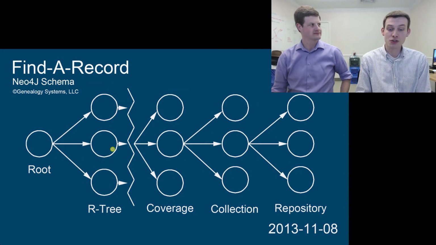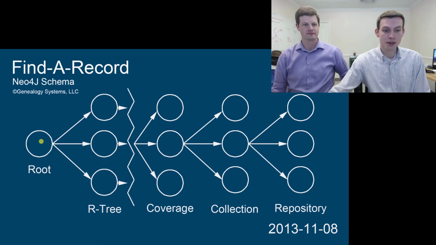So first here on the screen, you'll see a diagram explaining the structure of the data inside of Neo4j. First, you have your root node. Everything comes down from the root node. And then you go through our R-tree, which is the spatial index, which John will talk a little bit more about how we calculate.